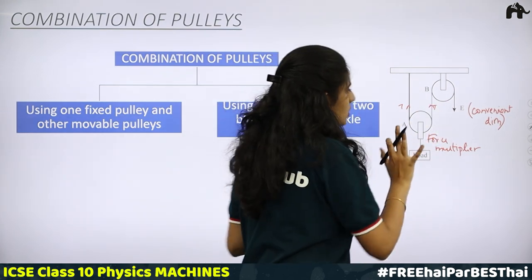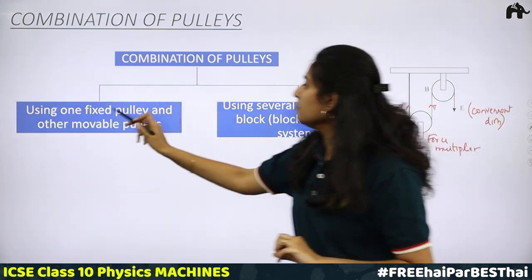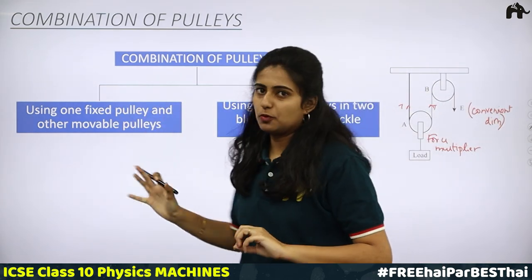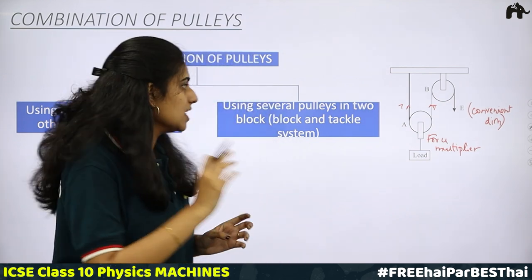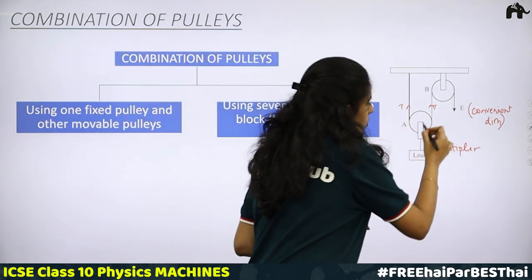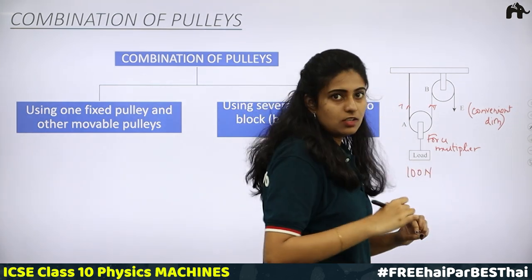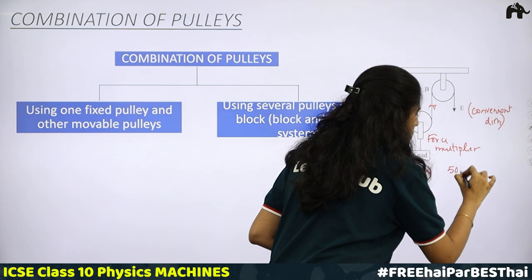There are two different ways this can be done. Combination of pulleys can be done. One is using one fixed pulley and one movable pulley. When you have a heavy load, just by using a single movable pulley, you cannot lift it. Just what is happening here? To lift 100 Newton, you will have to apply 50 Newton.